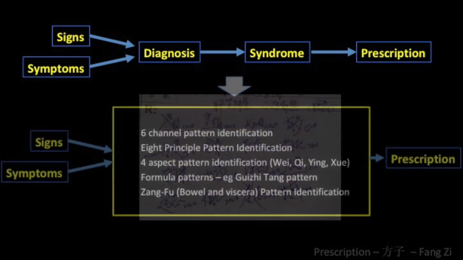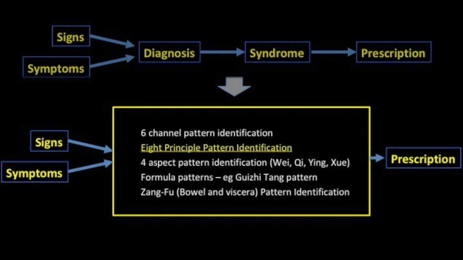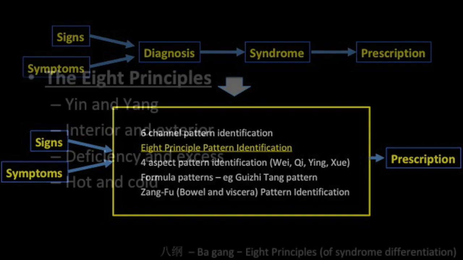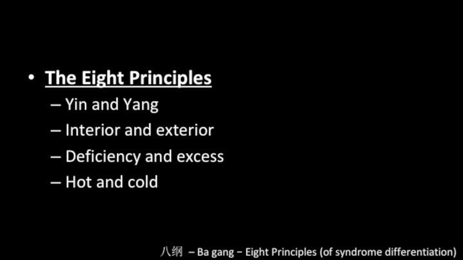There are a number of schools of thought for approaching diagnosis and syndrome differentiation. Today, most TCM physicians are guided by the approach known as the 8 principles, although they will often use elements of the other approaches shown on this slide. The 8 principles give the most basic concepts that need to be considered for the diagnosis of a patient. They are yin and yang, interior and exterior, deficiency and excess, and hot and cold.